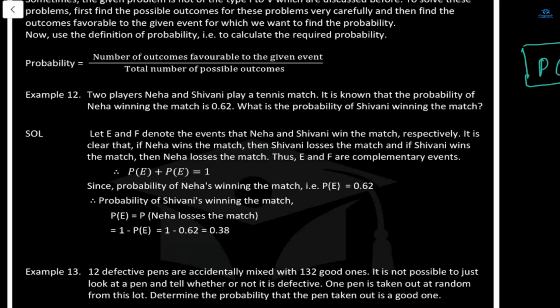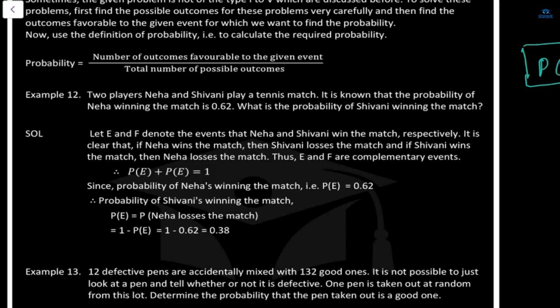Now here, there are not many players, only two players, Neha and Shivani. Now the probability of Neha winning is 0.62. That means Shivani will be losing. If Neha is winning, then Shivani is losing, so Shivani is not able to win the game. Now in the question it is asked, what is the probability that Shivani is winning the match?